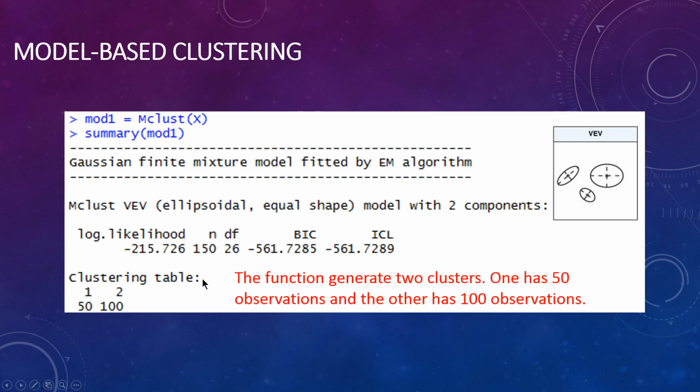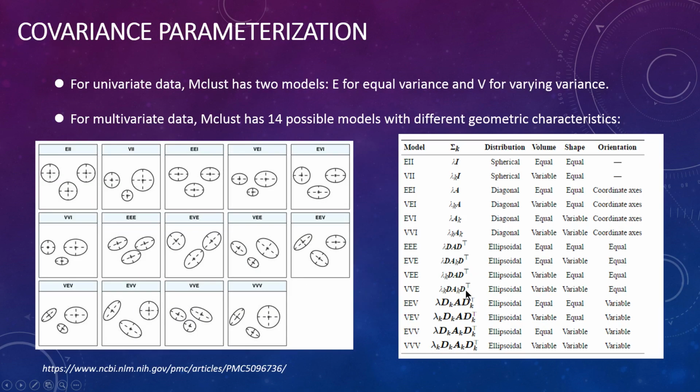The clustering table shows 2 clusters in the result. The first one has 50 observations and the second one has 100 observations. Here are the table and the plot of the 14 different covariance parameterizations. As we are short of time, I'm not going to discuss it in detail.